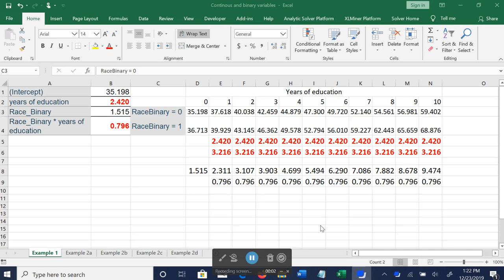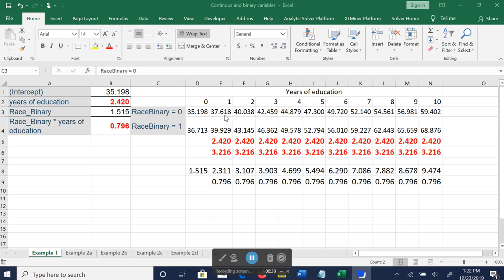In this video, I'm going to briefly illustrate the meaning of interactions between continuous and binary variables. So, these years of education would be our continuous variables or interval ratio variables, and we have two ratio categories here. So, this would be our binary variable.